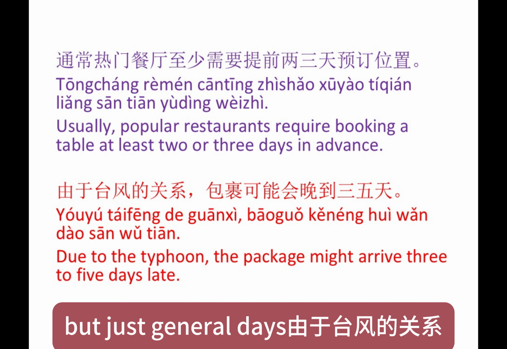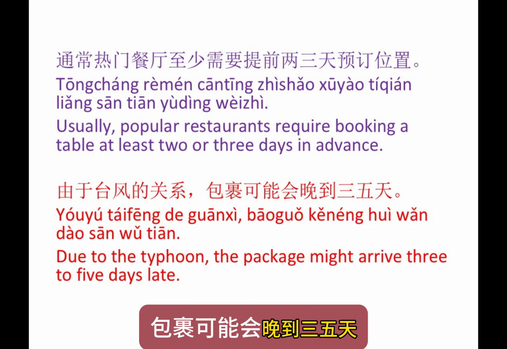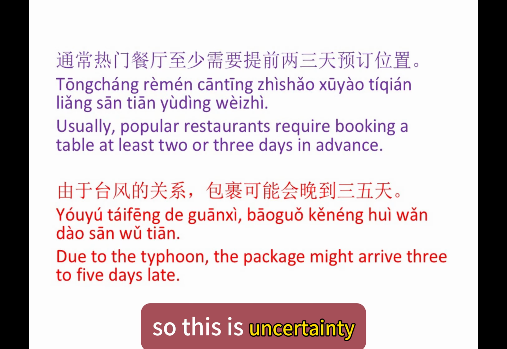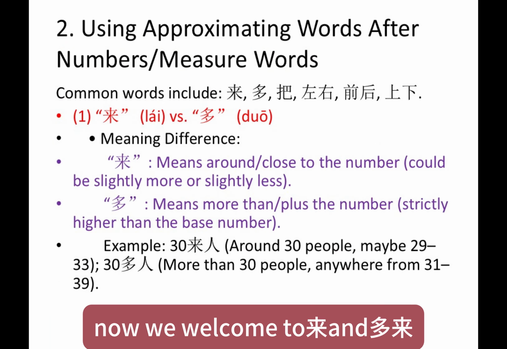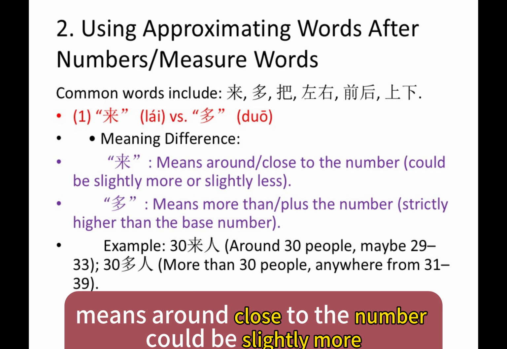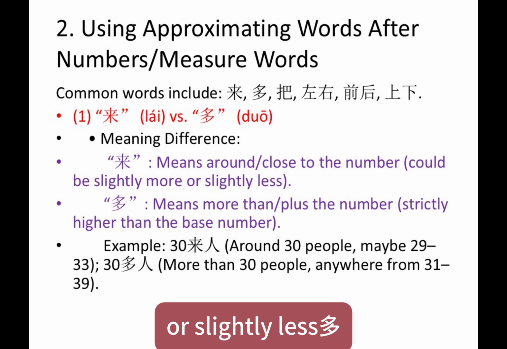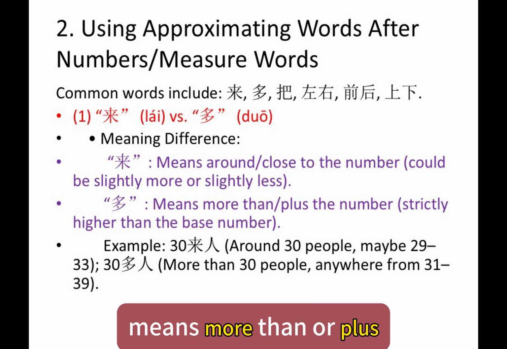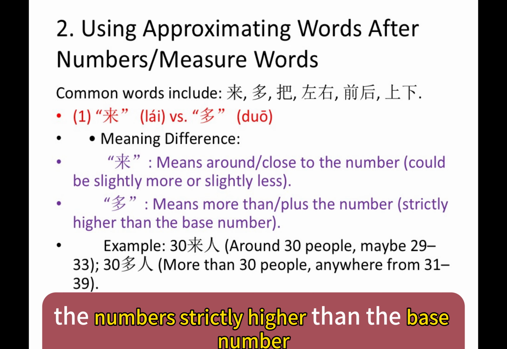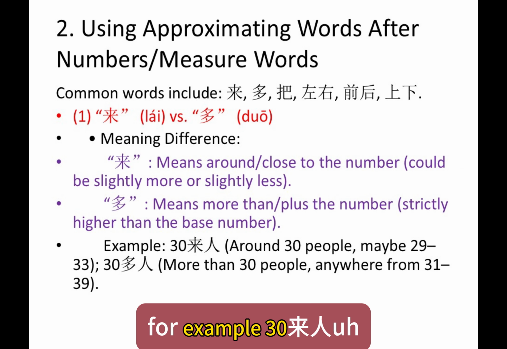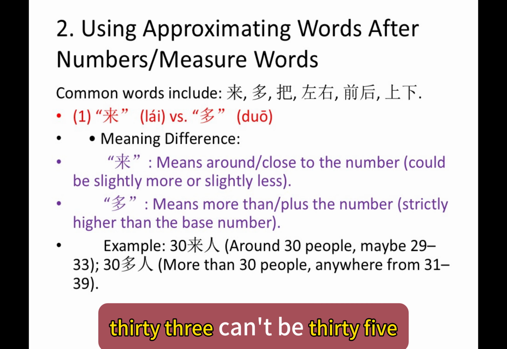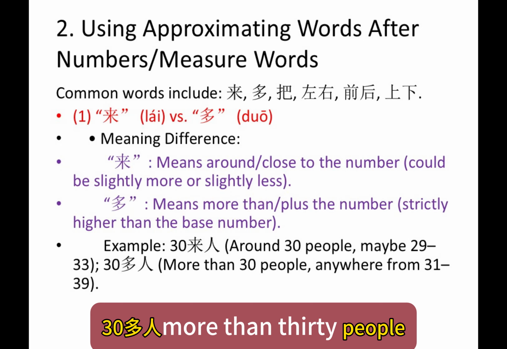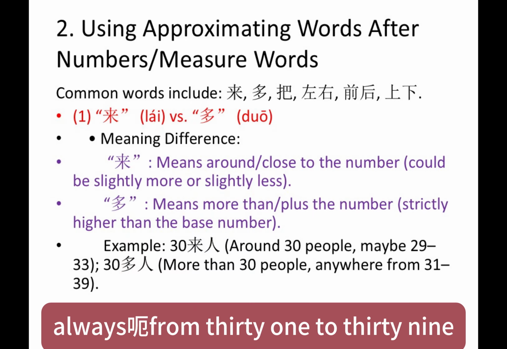由于台风的关系，包裹可能会晚到3-5天。So this is uncertainty. I can't tell you the exact time. You just keep waiting. Now we come to 来 and 多。来 means around, close to the number, could be slightly more or slightly less. 多 means more than, strictly higher than the base number. For example, 30来人 could be 29, or 32, 33, can't be 35. 30多人 means more than 30 people, always from 31 to 39.